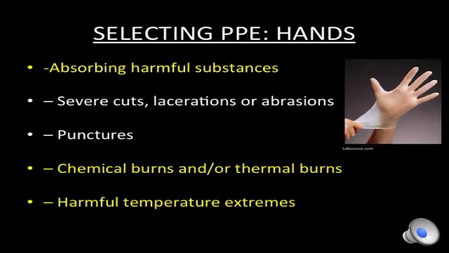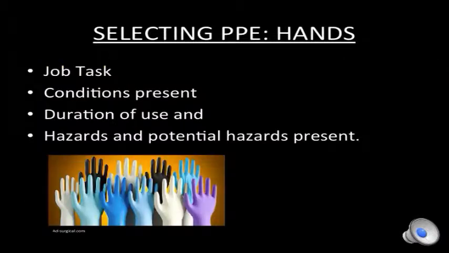Make sure when choosing hand protection, you consider how well the hand protection performs relative to the tasks, conditions present, duration of use, and hazards and potential hazards present. Consider how well the hand protection performs relative to the job tasks you will be performing. For example, an employee cleaning broken glassware that is contaminated with chemicals should be wearing a glove that is both chemical resistant and puncture resistant.